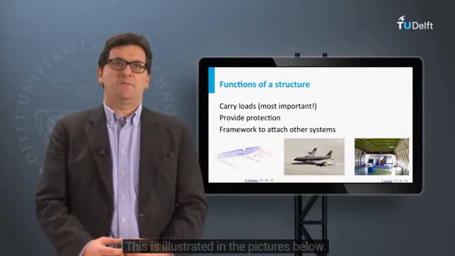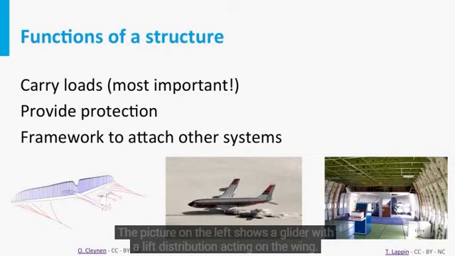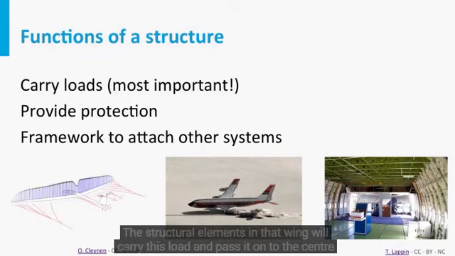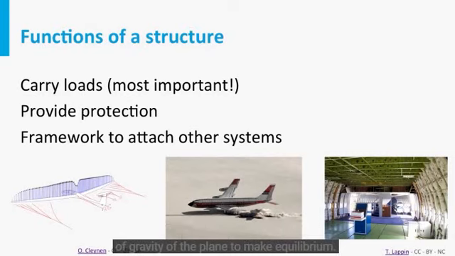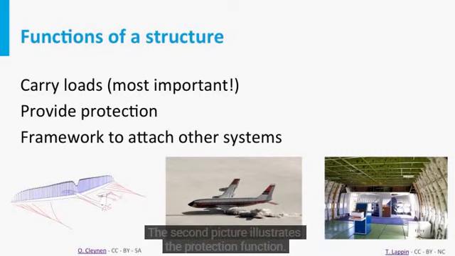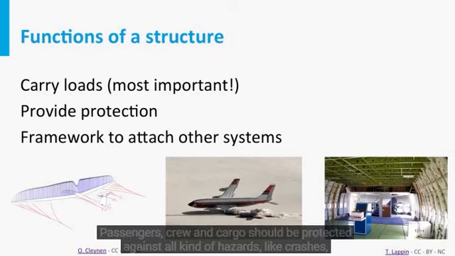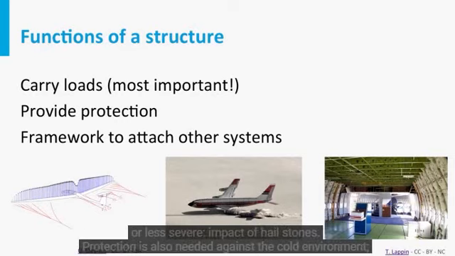This is illustrated in the pictures below. The picture on the left shows a glider with the lift distribution acting on the wing. The structural elements in that wing will carry these loads and pass it on to the center of gravity of the plane to make equilibrium. The second picture illustrates the protection function. Passengers, crew and cargo should be protected against all kinds of hazards, like crashes or less severe impact of hailstones.